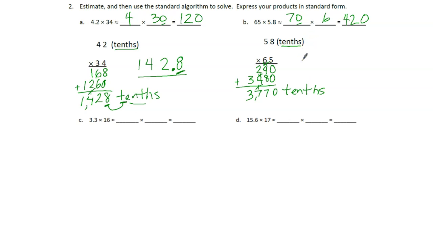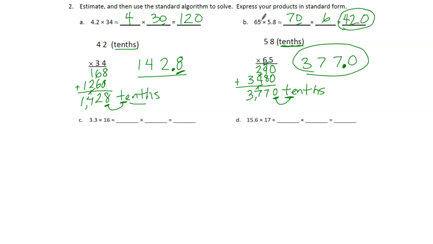And if I write this in standard form, that's going to be equal to 3770. This number here has to be tenths, so I know that my 0 is going to be connected to my tenths. And I also know that it has to be around 420. So the only placement for my decimal that makes sense is between my 0 and my 7. And I know that's my final product there.